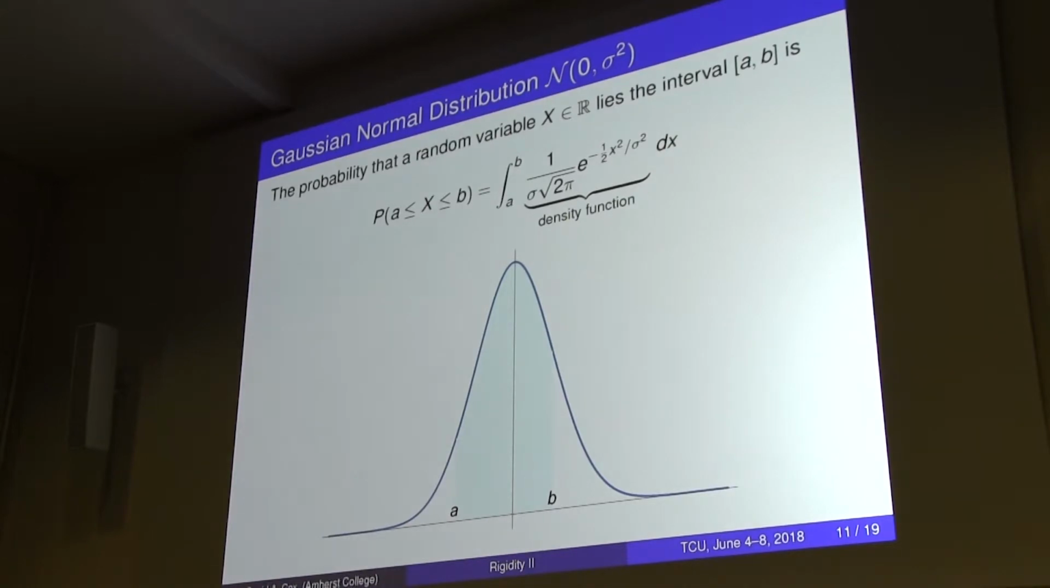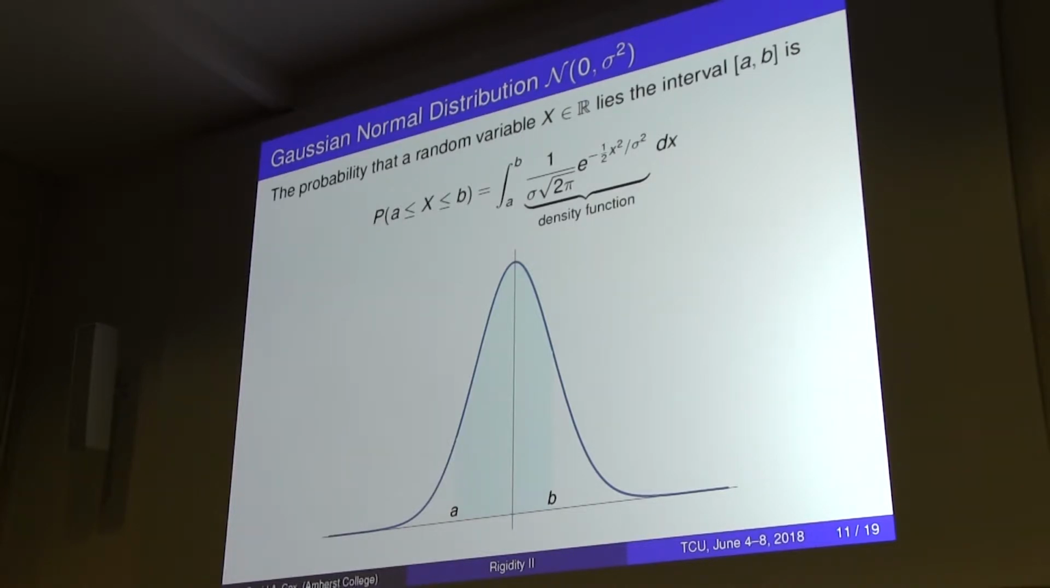And so here's our friend the bell curve. This is a Gaussian normal distribution, and I'm going to always assume the mean is 0, and so then it's just the standard deviation sigma. The idea is that the probability that a random variable x in the real numbers lies in the interval [a,b] is basically just the area. So the probability that x is in this interval is just the integral from a to b of your density function, and so it's really just the area under the curve. And so notice that this is now a continuous statistical model.